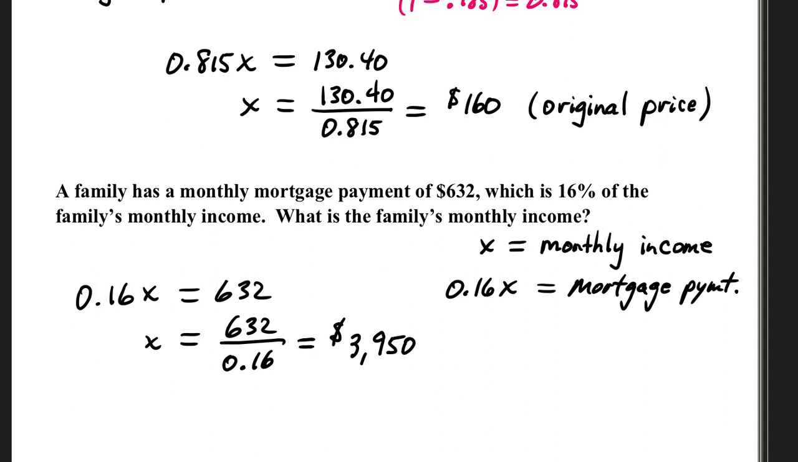A family has a monthly mortgage payment of $632, which is 16% of the family's monthly income. What is the family's monthly income? So we're going to assign X to be the monthly income. The mortgage payment is 16% of that original value. 0.16x equals $632. Divide both sides by 0.16, and we get X, which is the monthly income of the family, as $3,950.